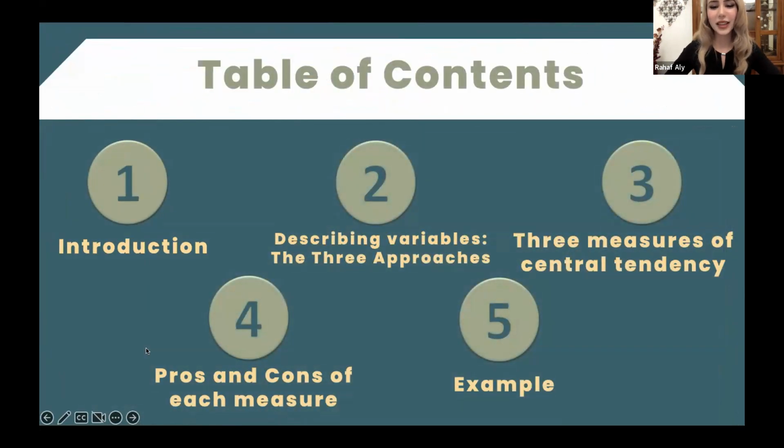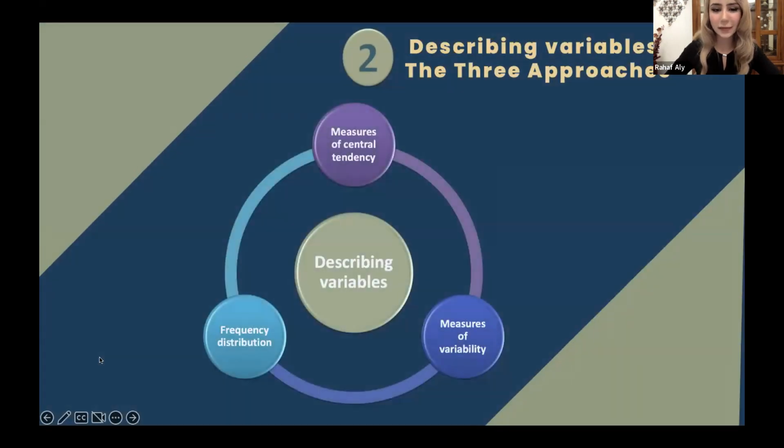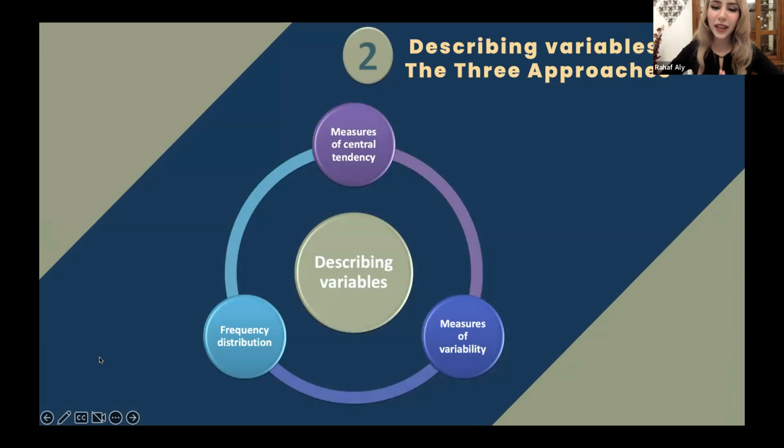So let's start with describing the variables and the three approaches. There are three describing variables: frequency of distribution, measure of variability, and measure of central tendency. I'm going to go in depth about the measure of central tendency, but I will touch slightly on the measures of variability and frequency of distribution, so I can give you a comprehensive overview.